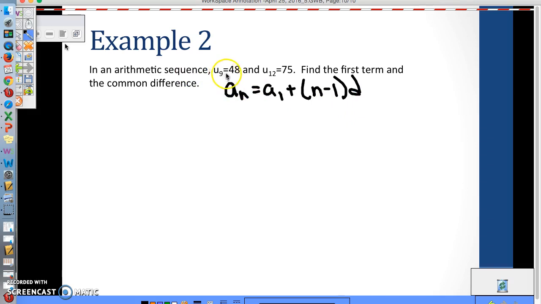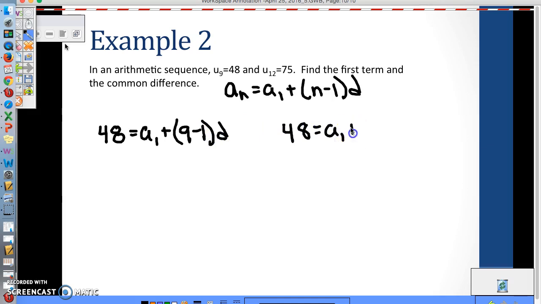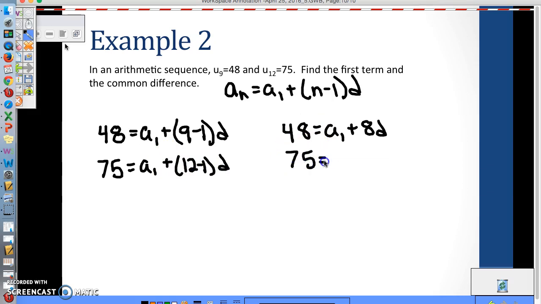So our 9th term is 48. So we know 48 equals a sub 1 plus, well, our n value is 9 minus 1 times d. So if I simplified this, I'd have 48 equals a sub 1 plus 8d. And this next one, 75. 75 equals a sub 1 plus 12 minus 1 times d. Simplifying that, 75 equals a sub 1 plus 11d.